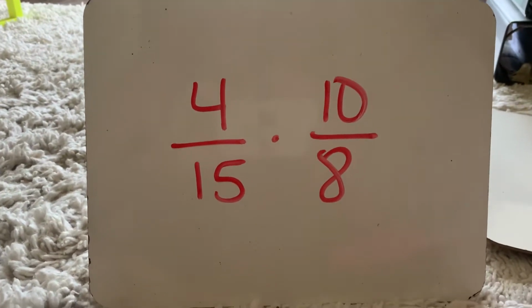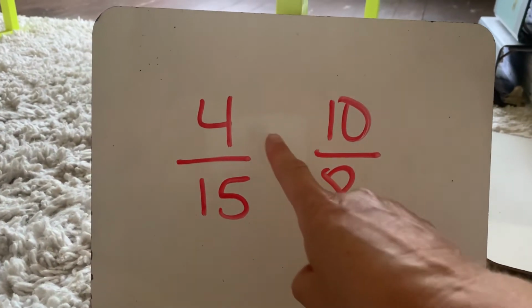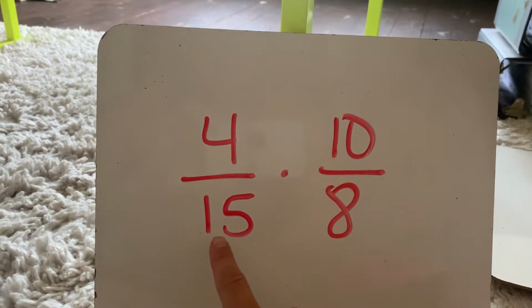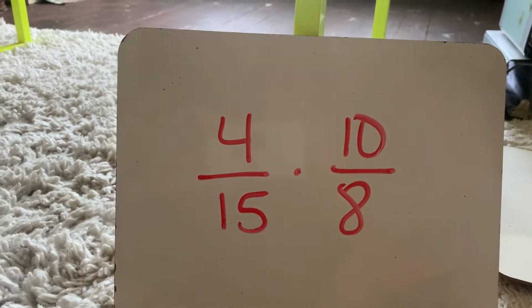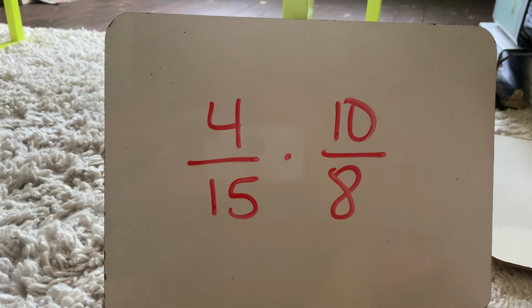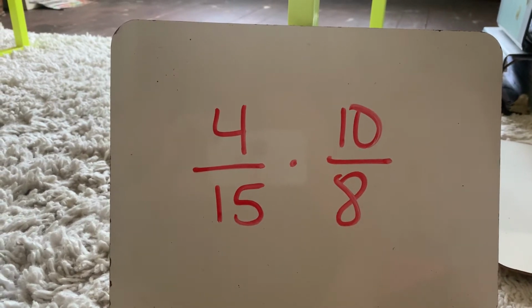And I'm really hoping that I can do some cross canceling because I could multiply straight across the top and I'd get 40, but I really don't want to have to multiply 15 by 8. So I'm going to look for the numerators and denominators that can reduce. I see lots of choices, actually.